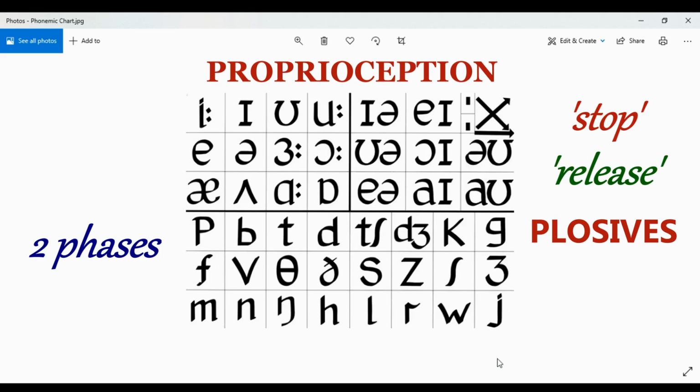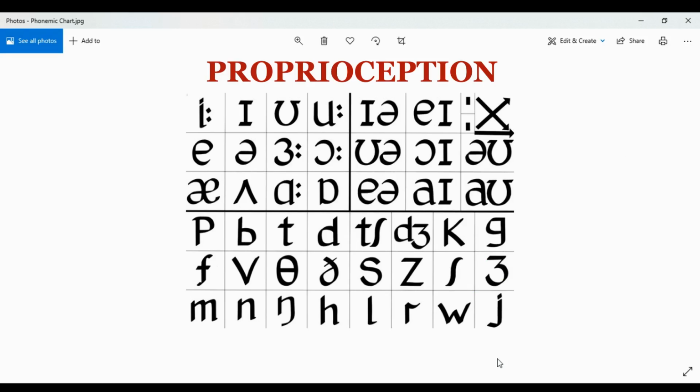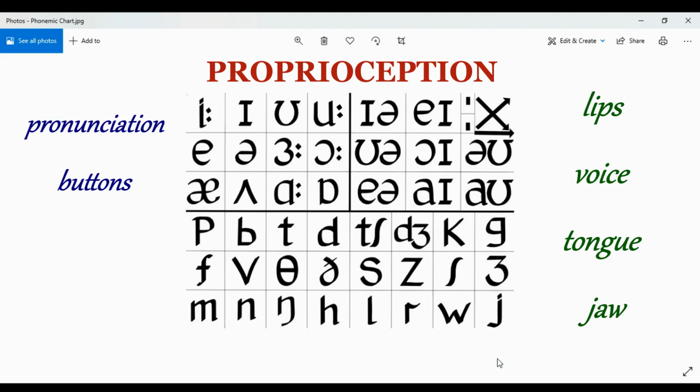These plosives are helpfully arranged in pairs. In the first of each pair, the voice is activated. In the second of each pair, the voice is not activated. You can helpfully locate your voice by placing your fingers against your throat as you make any of these sounds. Having an awareness of your pronunciation buttons, as language guru Adrian Underhill calls them, lips, voice, tongue, and jaw, is critical to mastering any non-native sound and therefore a new accent, including the Northern Irish version.